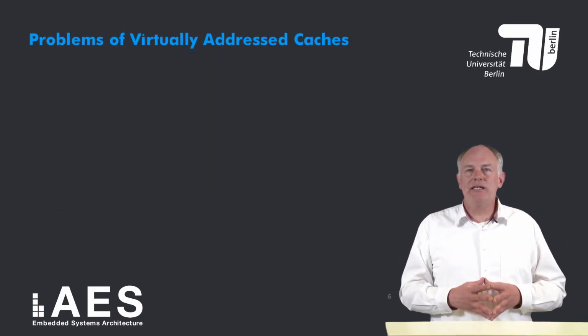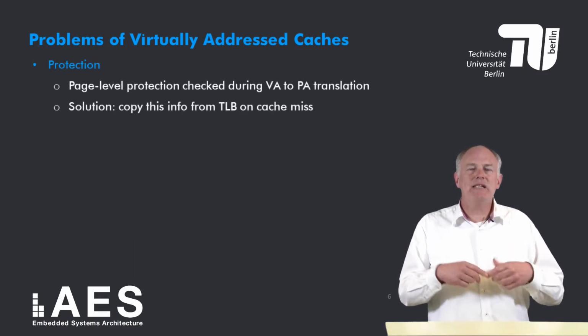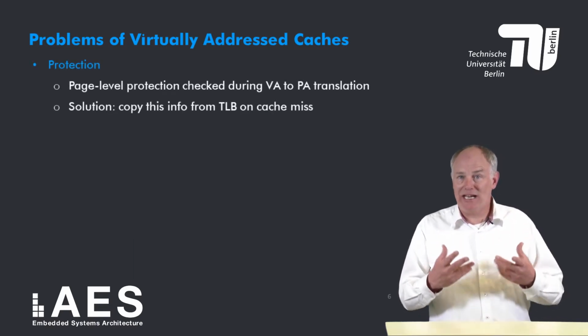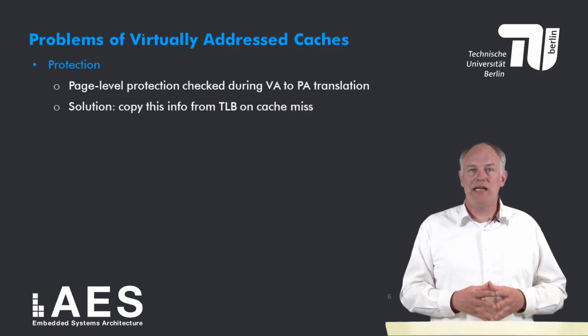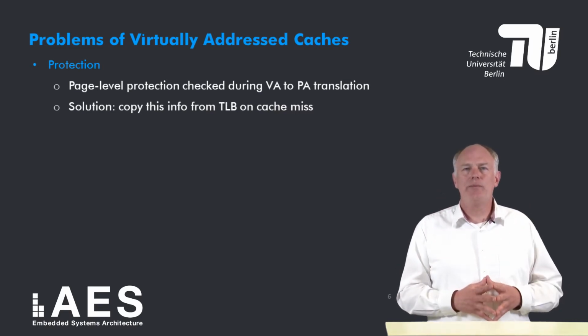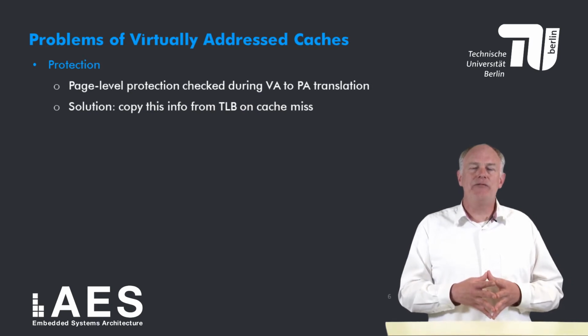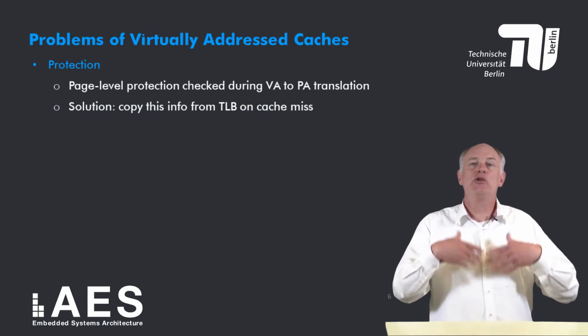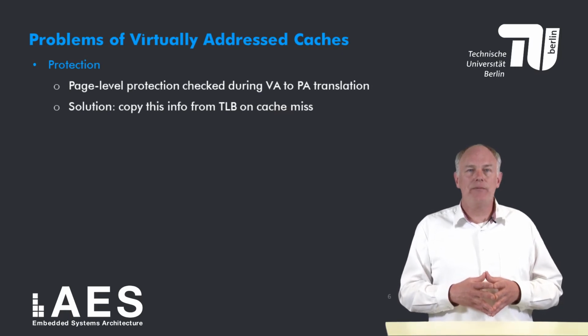Virtually addressed caches have a number of problems, however. The first is that page level protection is checked during virtual address to physical address translation and must be enforced no matter what. A solution to this problem is to include the protection information in the cache and to copy it from the TLB to the cache on a cache miss.